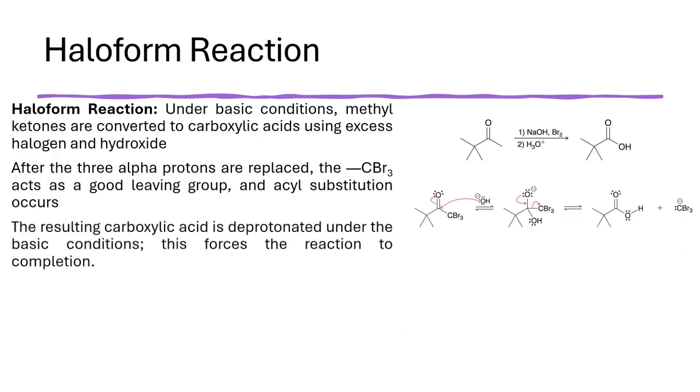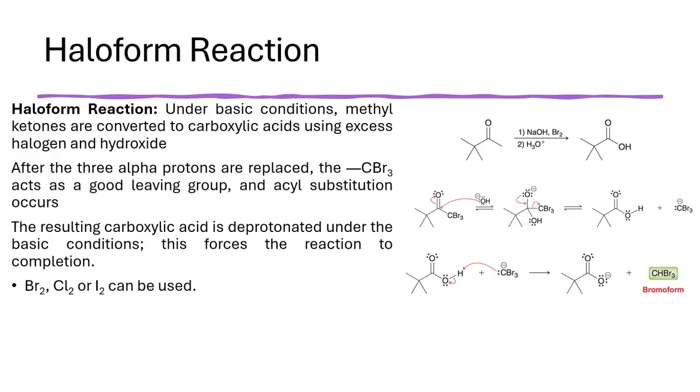The resulting carboxylic acid is deprotonated under the basic conditions. This forces the reaction to completion. CBr3 minus pulls off H+, resulting in the carboxylate ion and, in this case, bromoform.